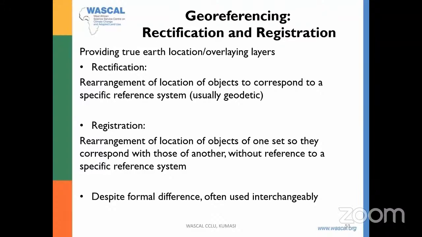Now, with this said, it means once we're able to have this data, we have our data points and our images corresponding at the same location. It means we are good to go, and any analysis that we make will be accurate.